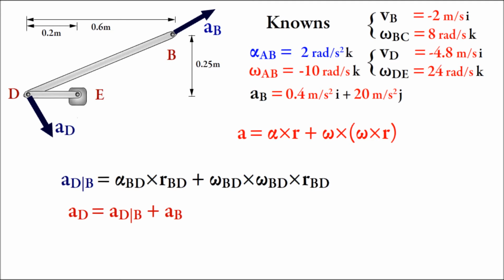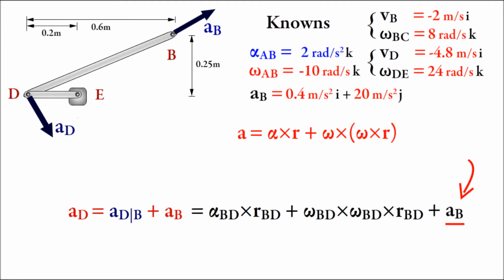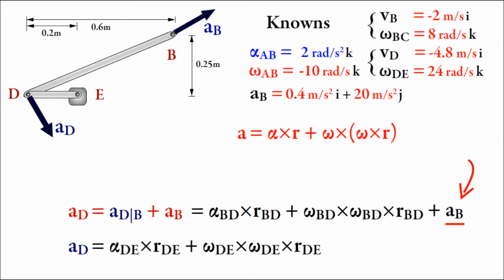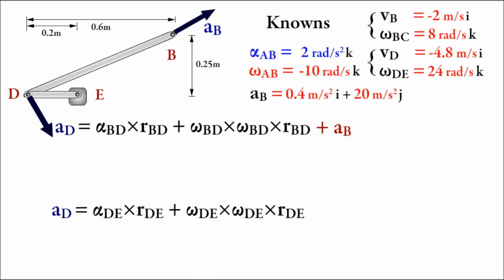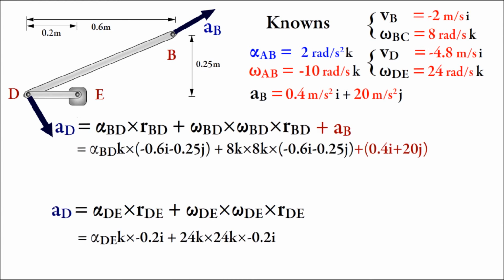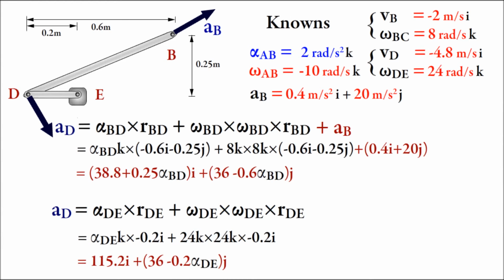We know acceleration of D equals acceleration of D with respect to B plus acceleration of B. We can also apply the formula at bar DE, which purely rotates around E, for another expression for the acceleration of D. After this, it's just math. Again, we plug our knowns into these expressions, and the cross products are taken and summed. These 2 equations for acceleration are equal, so their x components and y components must be equal.